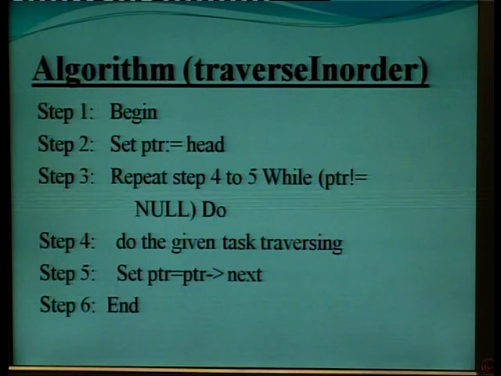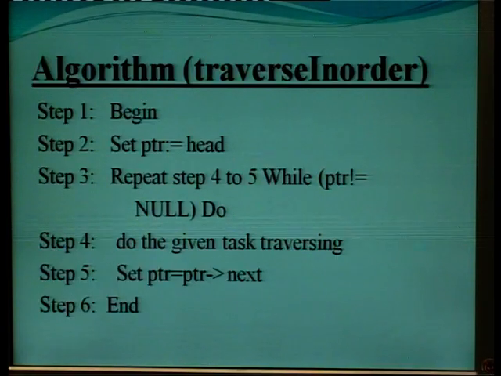First of all, set the pointer to the head, because we are going to traverse in order. In order traversal is head to tail. So whatever pointer is declared, set it equal to the head. Then repeat steps 4 to 5 while the pointer is not equal to null. If a linked list has 4 or 5 nodes, it starts traversing from the first node until the null pointer value comes.